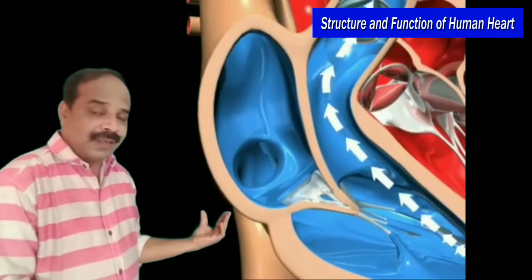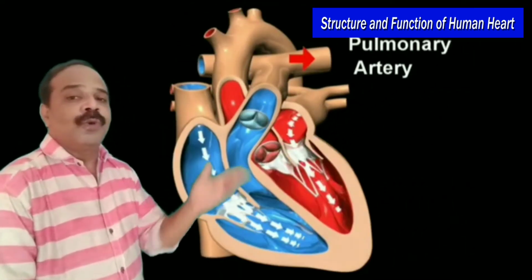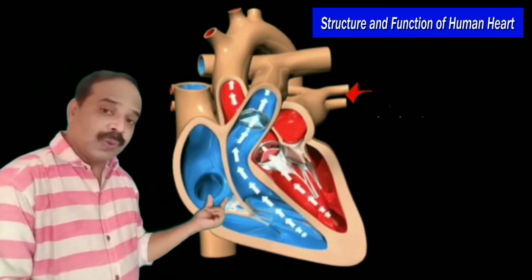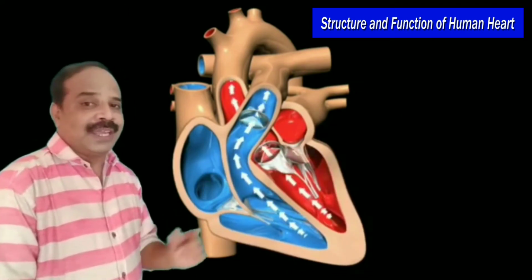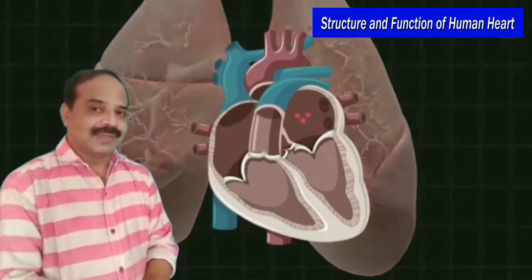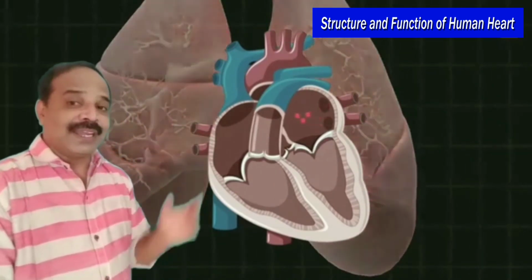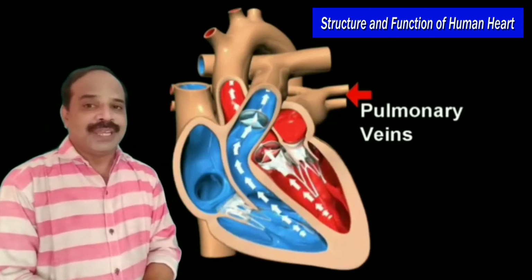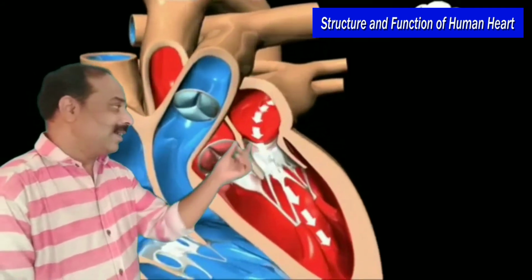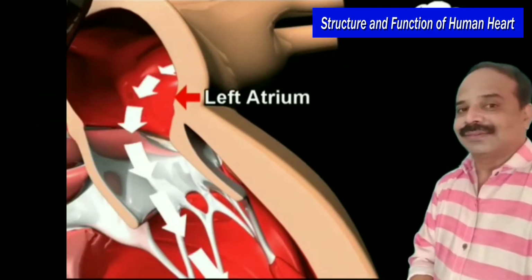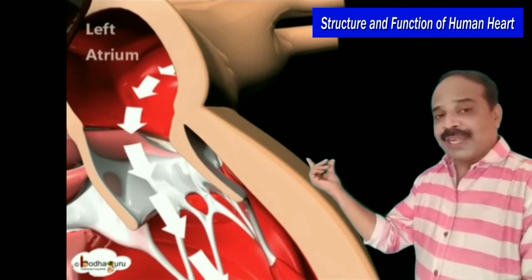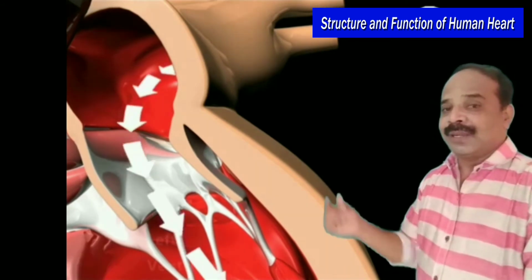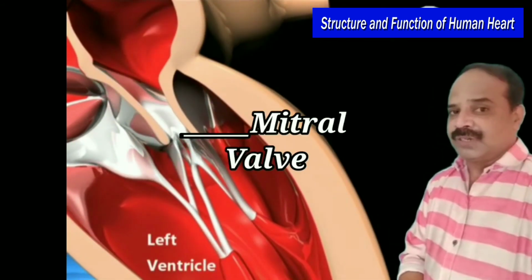The deoxygenated blood has to travel to the lungs for purification through the pulmonary artery, through the pulmonary valve. After purification of the blood in the lungs, it again reaches the heart through the pulmonary veins and reaches the left atrium. From the left atrium it travels to the left ventricle through the mitral valve or bicuspid valve.